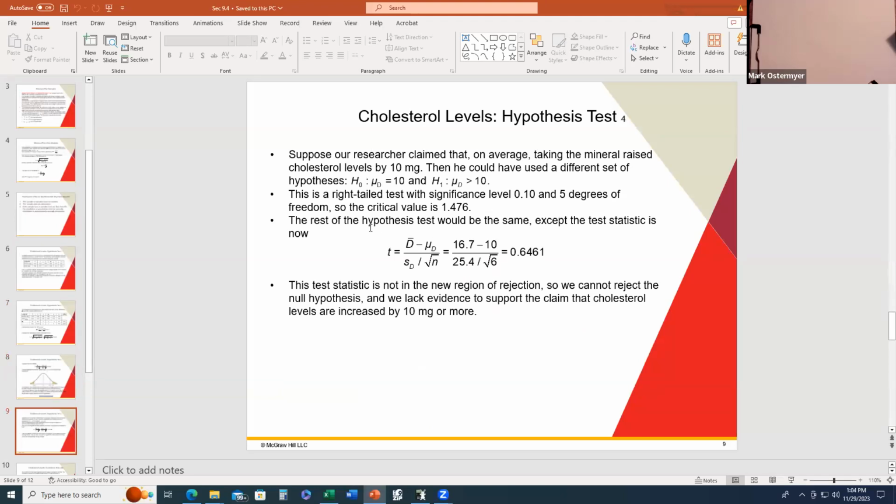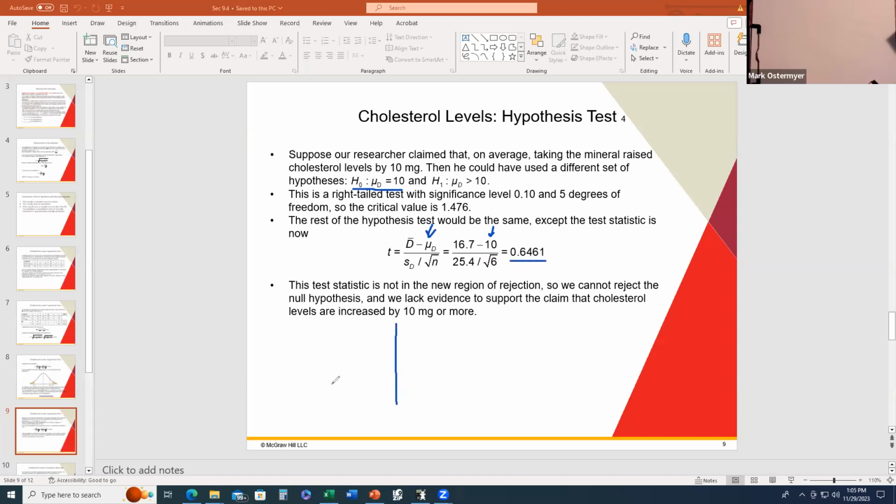All right. Now the critical T value, because our rejection region's in the upper tail of the size of 10%, the critical T value will be 1.476. And notice our test statistic changes a little bit because our mu sub D is not 0 anymore. It's 10, because that is the null hypothesis purported mean difference between our matched pair observations, 10. So that's what changes there. And notice our test statistic is 0.6461.